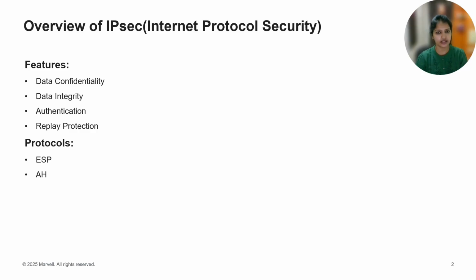IPsec has two key protocols. ESP provides confidentiality, integrity, and authentication. AH protocol provides data integrity and authentication. IPsec operates in two modes, tunnel and transport. Let's quickly see the example of IPsec ESP protocol in transport mode and tunnel mode.